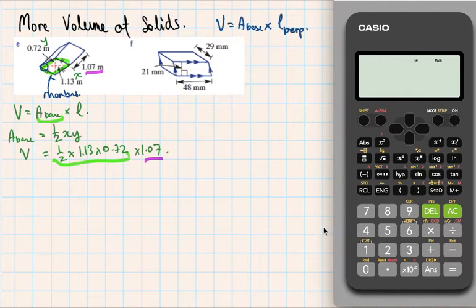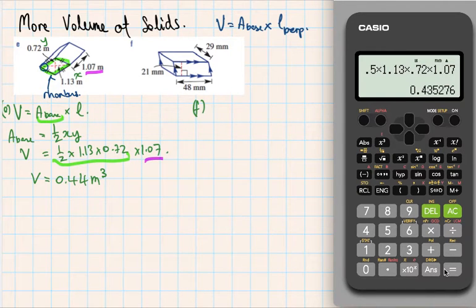What we need to do is just simply put it into our calculator. 0.5 times 1.13 times by 0.72 times by 1.07. Here we go. Our answer is 0.435. Well, we should probably go to two decimal places, so that'd be 0.44 meters cubed. And there's our rule. So the volume of that shape is 0.44 meters cubed. Let's move on to the next one, F.